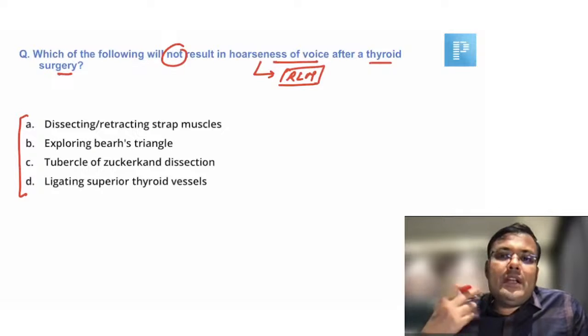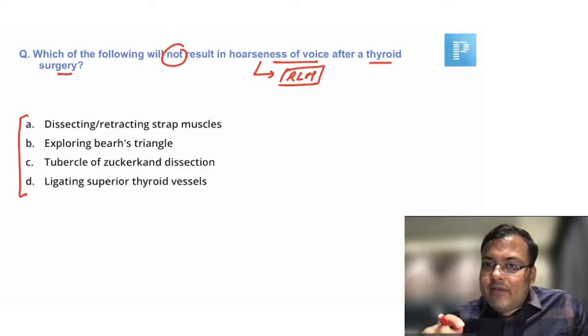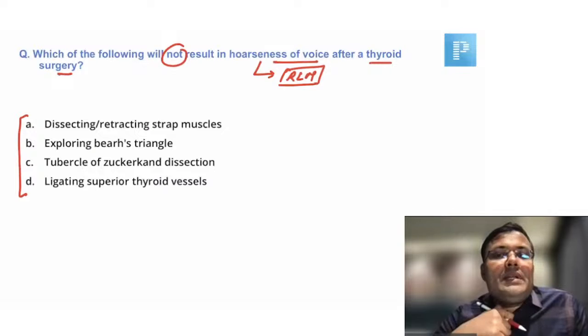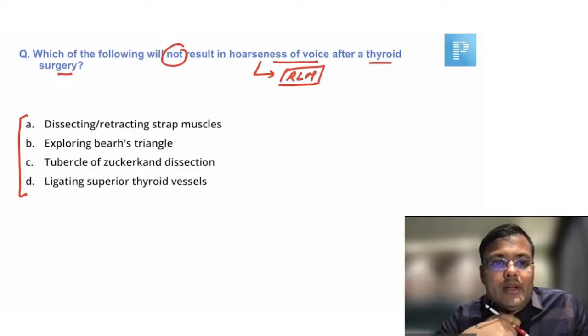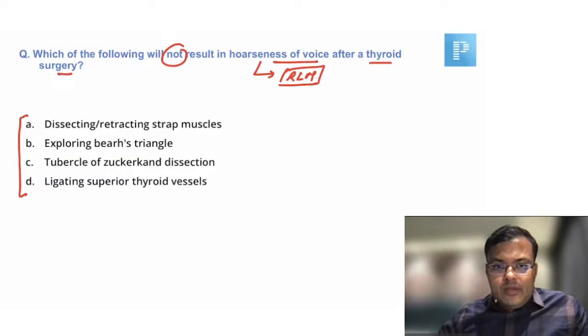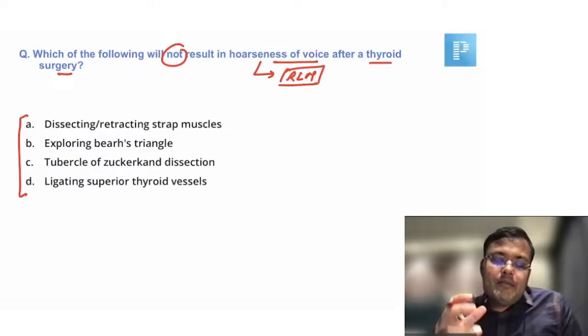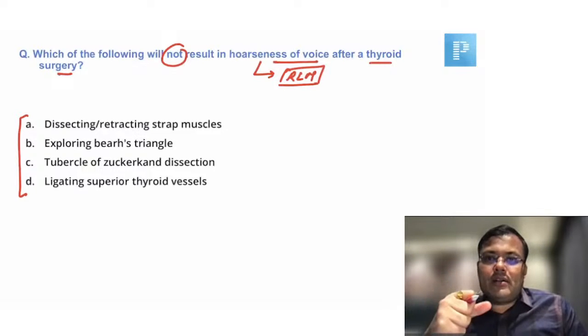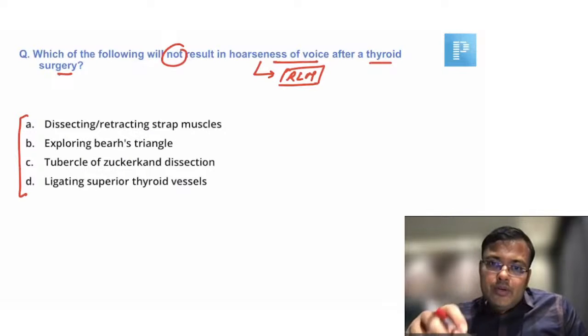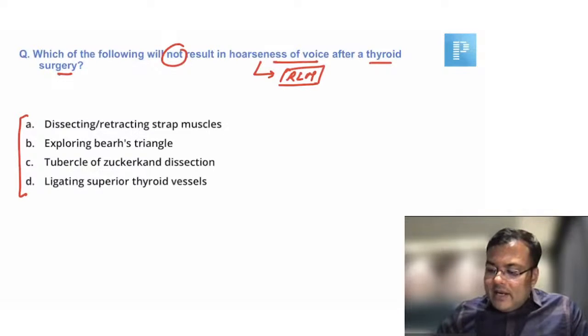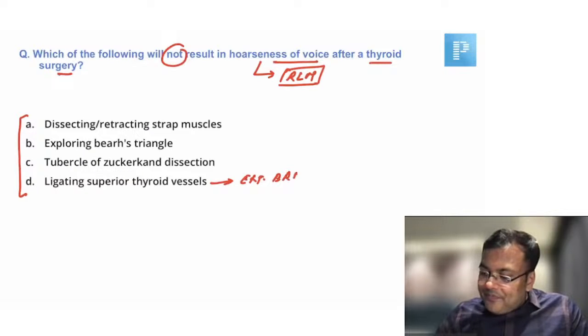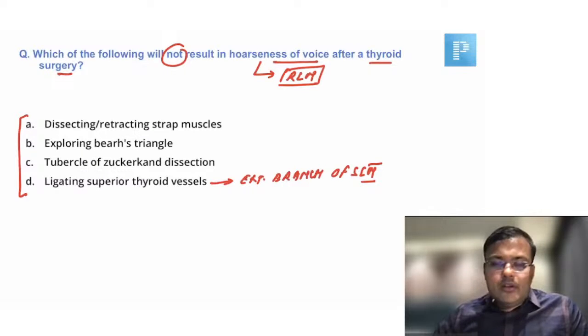So whenever we are going into the tracheoesophageal groove, we have to be very careful. We are not using cautery. And if any kind of bleeding is there, we have to control it with pressure. Clear? So this recurrent laryngeal nerve is injured whenever we are ligating the inferior thyroid artery. Whenever we are ligating superior thyroid vessels, there is injury of external branch of superior laryngeal nerve. Clear? So it depends on the language.